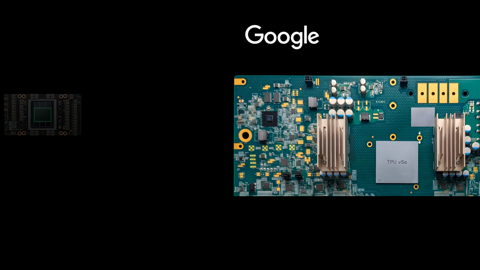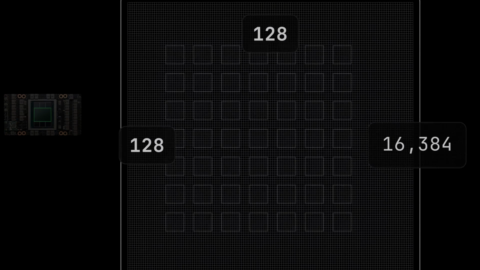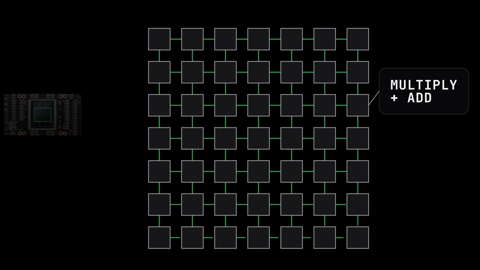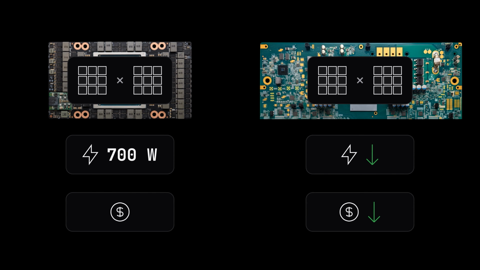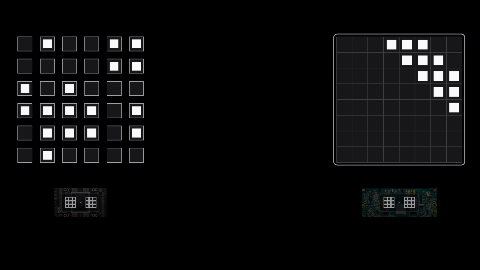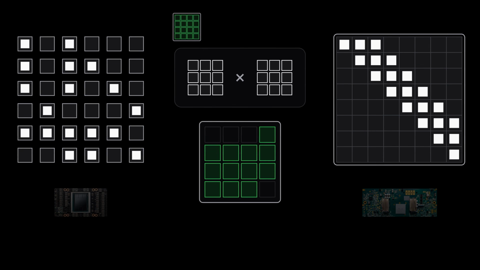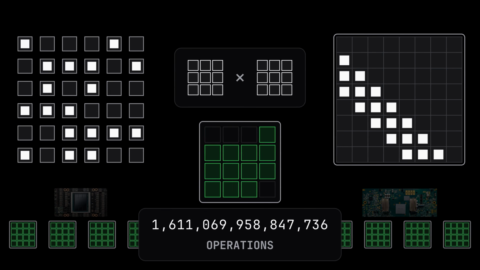Compare that to Google's TPU v5e, built from 4 grids of 16,384 multiply and add units, each wired directly to its neighbor with no memory in between. Capable of nearly 200 trillion operations a second, it does the same math a GPU does with less electricity on a cheaper silicon. Despite these two chips being built on opposite philosophies, they're both racing through the exact same calculation, multiplying grids of numbers trillions of times over.